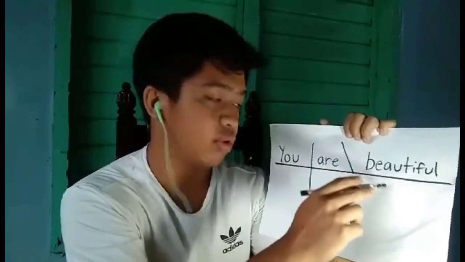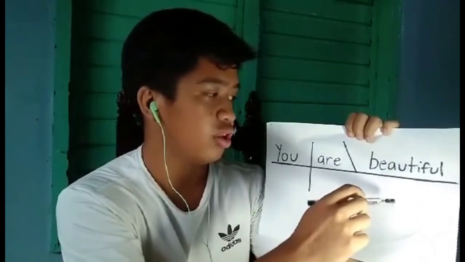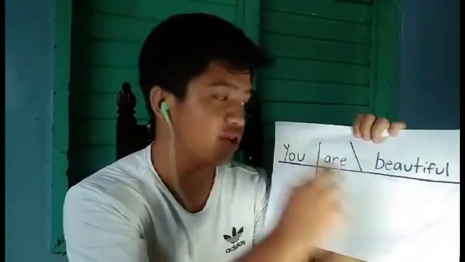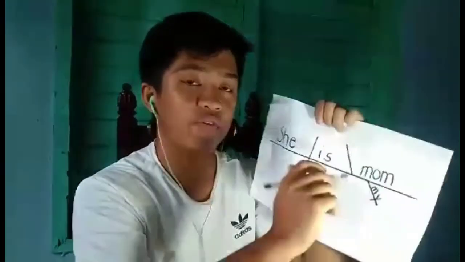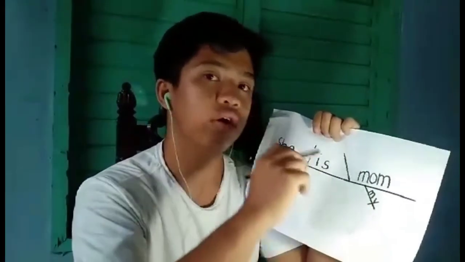So the predicate adjective is an adjective that is used to describe the subject. What is the subject? Beautiful. The subject is what? Beautiful. Then the only difference between them, as you can see, is that in predicate adjective, the modifier is an adjective, and in predicate nominative, the modifier can be either a noun or a pronoun.